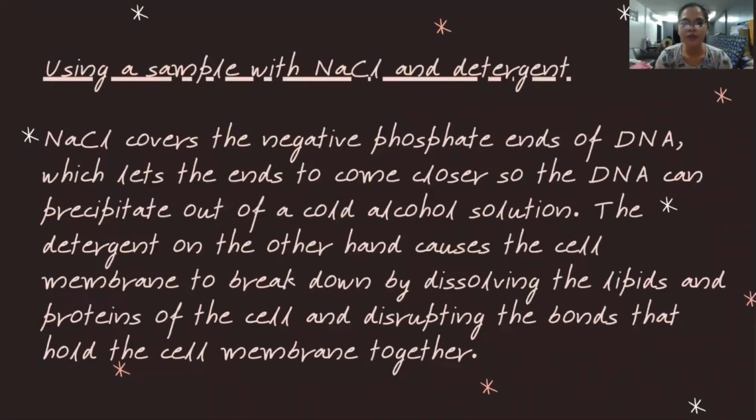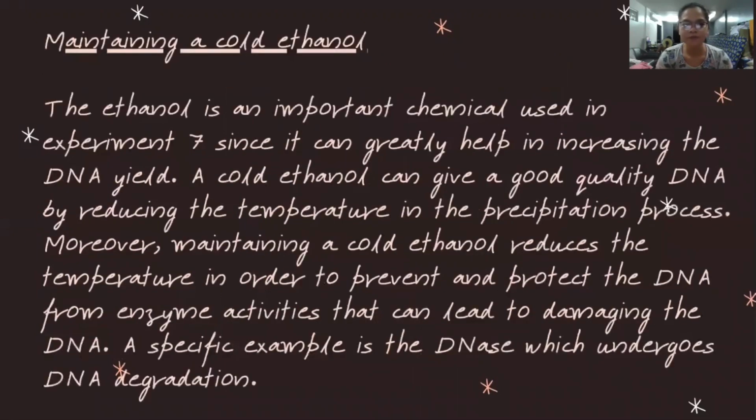Using a sample with NaCl and detergent, NaCl covers the negative phosphate ends of DNA, which lets the ends come closer so the DNA can precipitate out of a cold alcohol solution. The detergent, on the other hand, causes the cell membrane to break down by dissolving the lipids and proteins of the cell and disrupting the bonds that hold the cell membrane together.